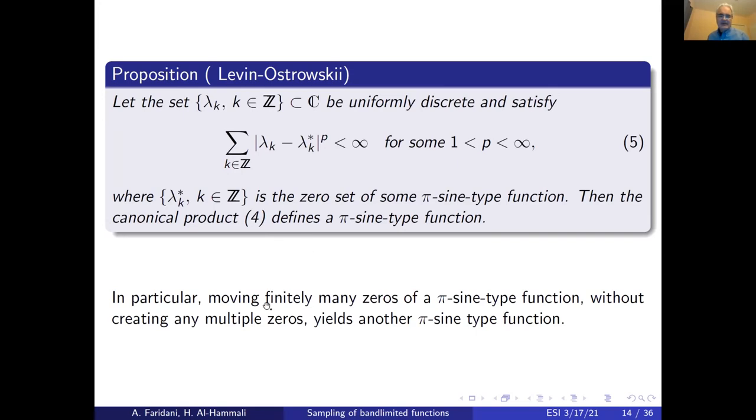So practically, in particular, moving finitely many zeros of a pi sine type function, if we have one, without creating any multiple zeros, so our set should still be uniformly discrete, we still have another pi sine type function. So any theory about zero sets of pi sine type functions allows us to change finitely many elements in our sampling set. And since in practice we only sample at finitely many places, this basically tells us theoretically we can do whatever we want and sample wherever we like. Of course, this will be subject to numerical stability in practice, but theoretically this gives really great freedom.